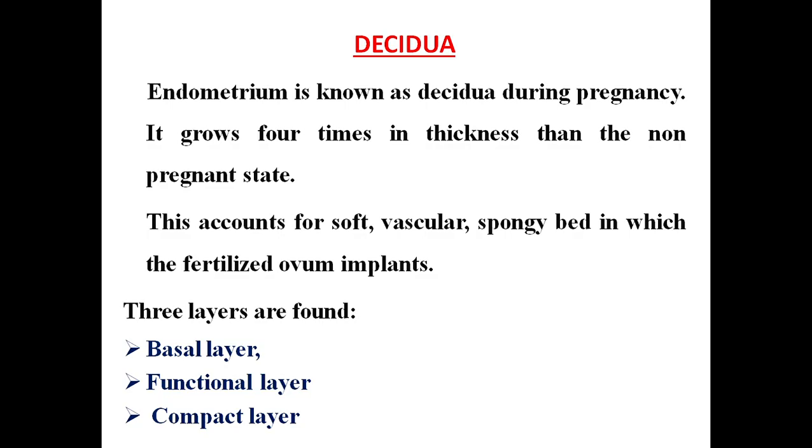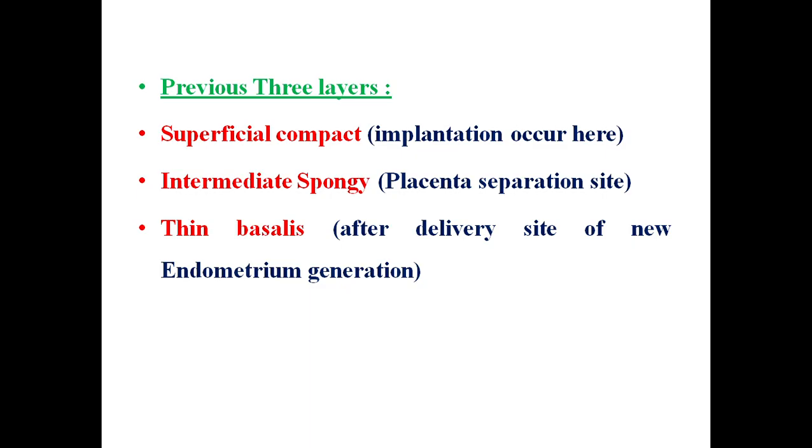Next, there are 3 layers found: the compact layer, the spongy layer and the basal layer. The superficial compact layer is where implantation occurs, the intermediate spongy layer is the placenta separation site, and the thin basalis is the site of new endometrium generation after delivery.